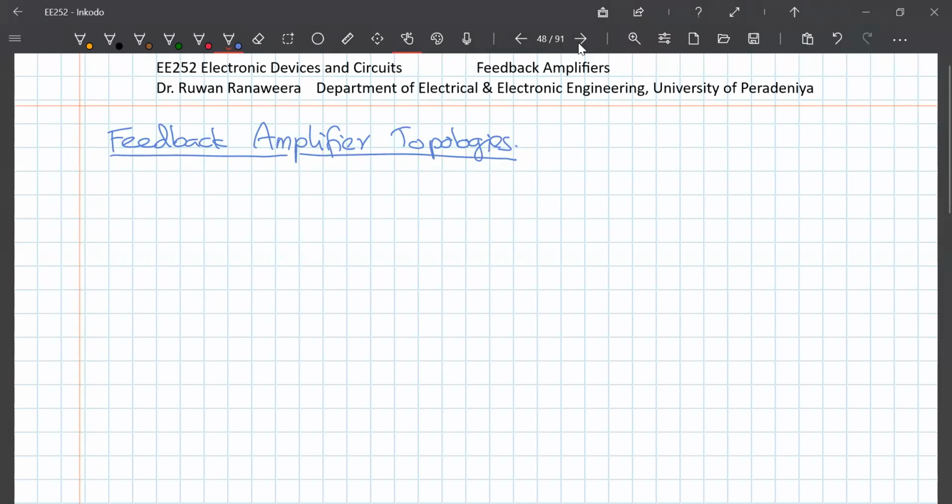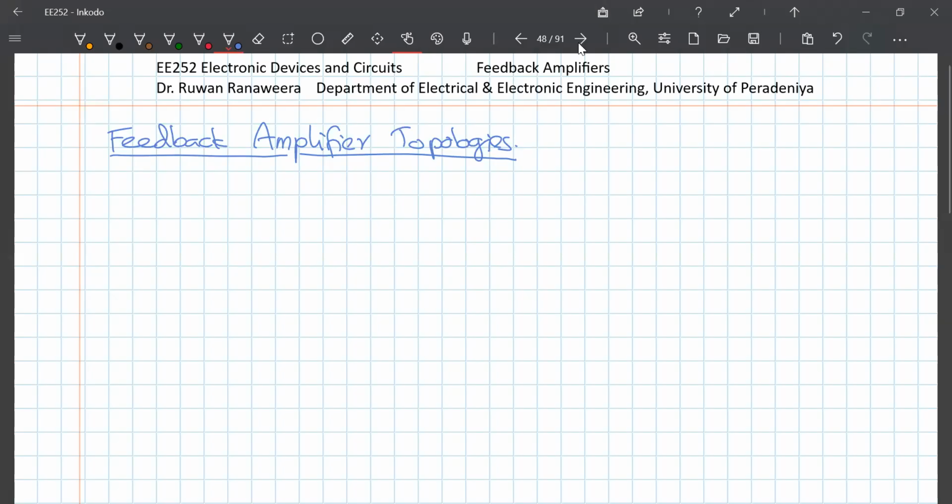Depending on your type of input signal, it can be a current or a voltage, and depending on the type of output, it can also be a voltage or a current. You knew that there were 4 different types of amplifiers: voltage amplifiers, current amplifiers, transconductance amplifiers, and transimpedance or transresistance amplifiers. Depending on that, what you have as the output and what you have as the input are different. They can be either a current or a voltage.